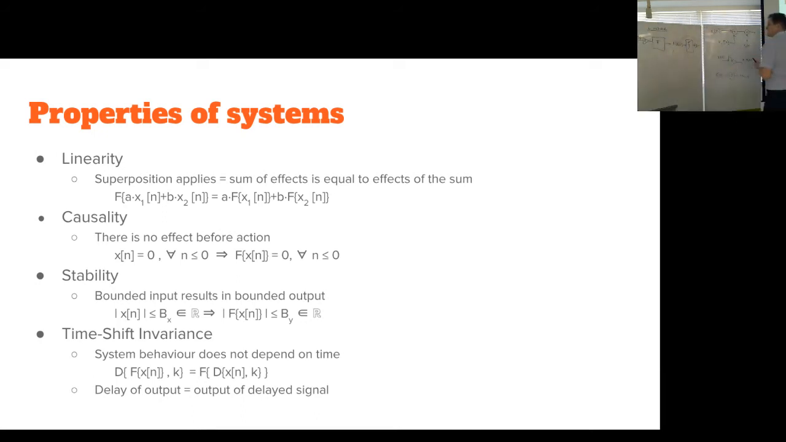Another part is that, okay, if you have two different signals and have a sum of them, let's take x1, the summing junction with x2, and run it through the system, this would be exactly the same as running the signals through two similar systems.